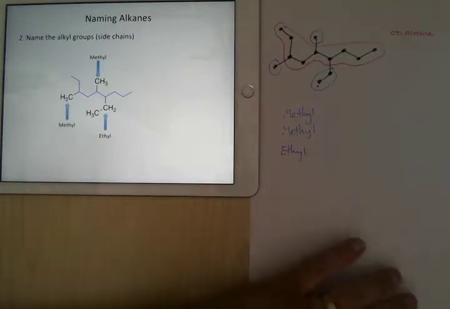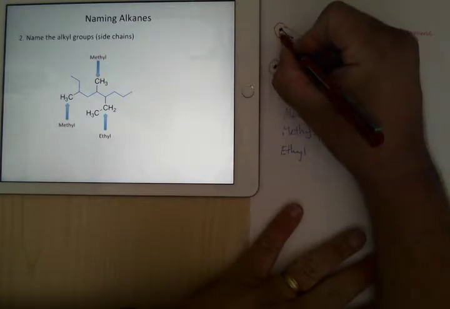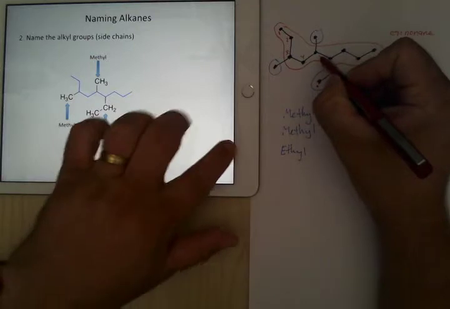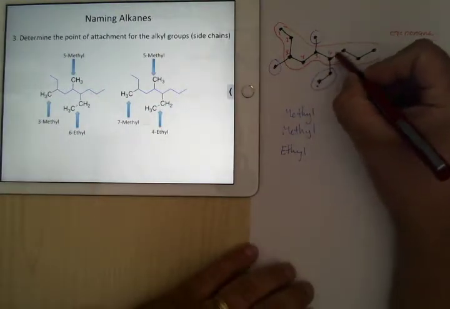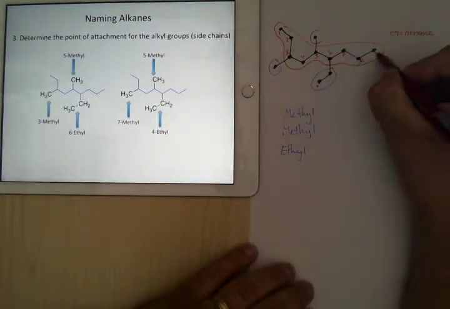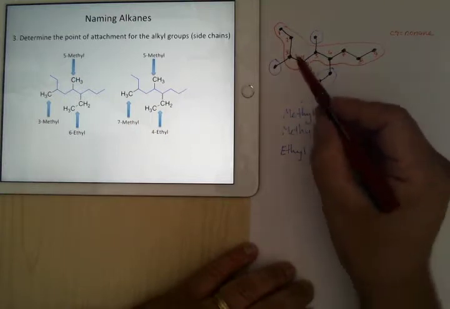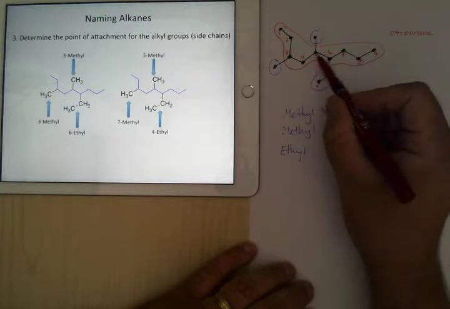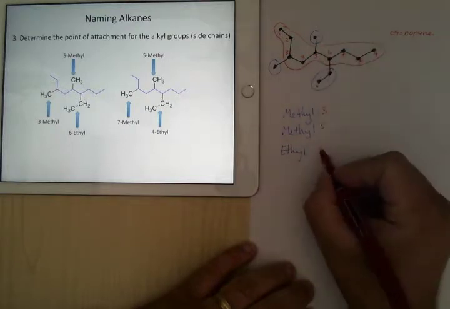Okay, so what we're going to do is assume this is 1, 2, 3, 4, 5, 6, 7, 8, 9. That means if we use these numbers, this methyl is hanging off of 3, this one is hanging off of 5, and this ethyl is at 6.